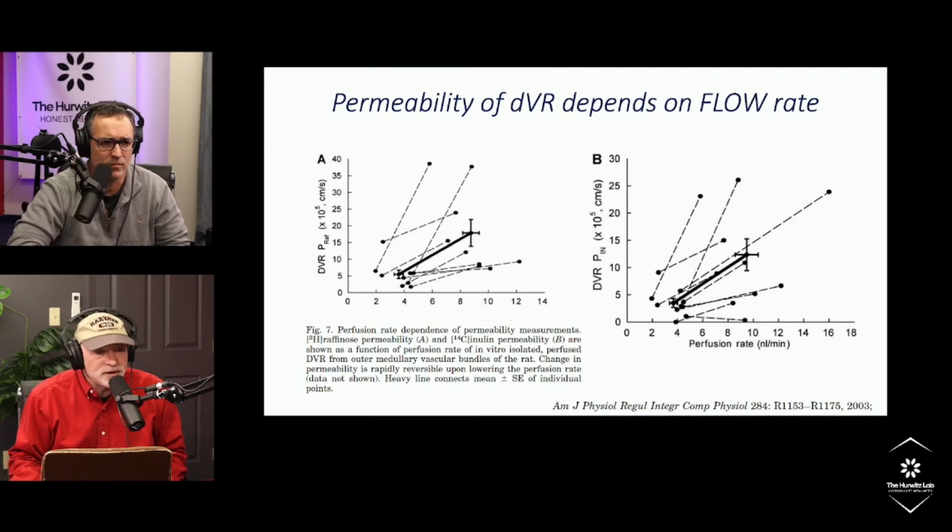I'm not going to come back to this, but I did want to mention that you're going to have more ability to concentrate at slower flow rates. So here, this is raffinose, this is inulin. It doesn't matter which one you look at. But when they perfused, this happens to be a descending vasa-recta, and they just show that the permeability changes with the perfusion rate.